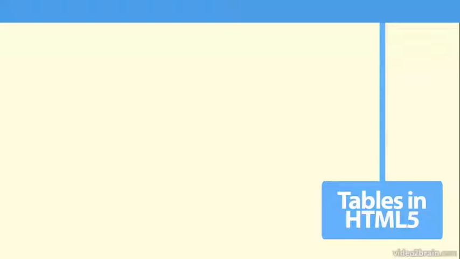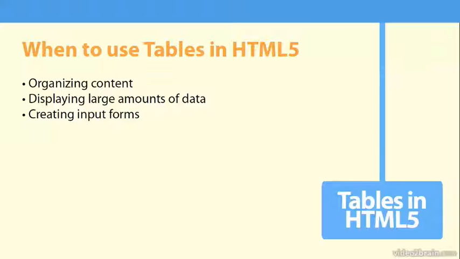Now we use CSS, or cascading style sheets, to build our layouts and our formatting, so we don't use tables for that anymore. Tables can still be very useful, and I want to give you a review of when to use them and when not to use them. First of all, tables can be really important when you're trying to organize content. When you're displaying large amounts of data, such as a lot of numbers or percentages, that you want to put in columns and rows, that's when a table can be really useful. And for creating input forms, tables can still be used as well.